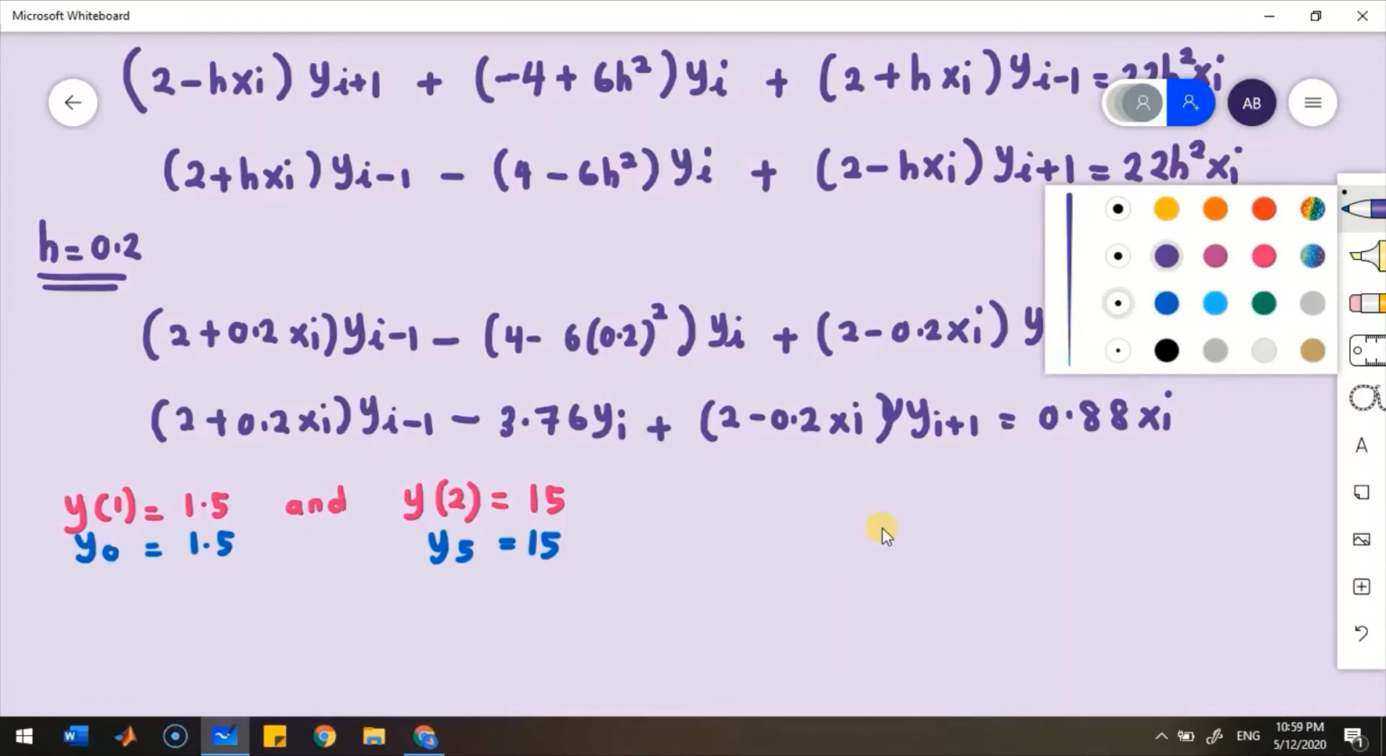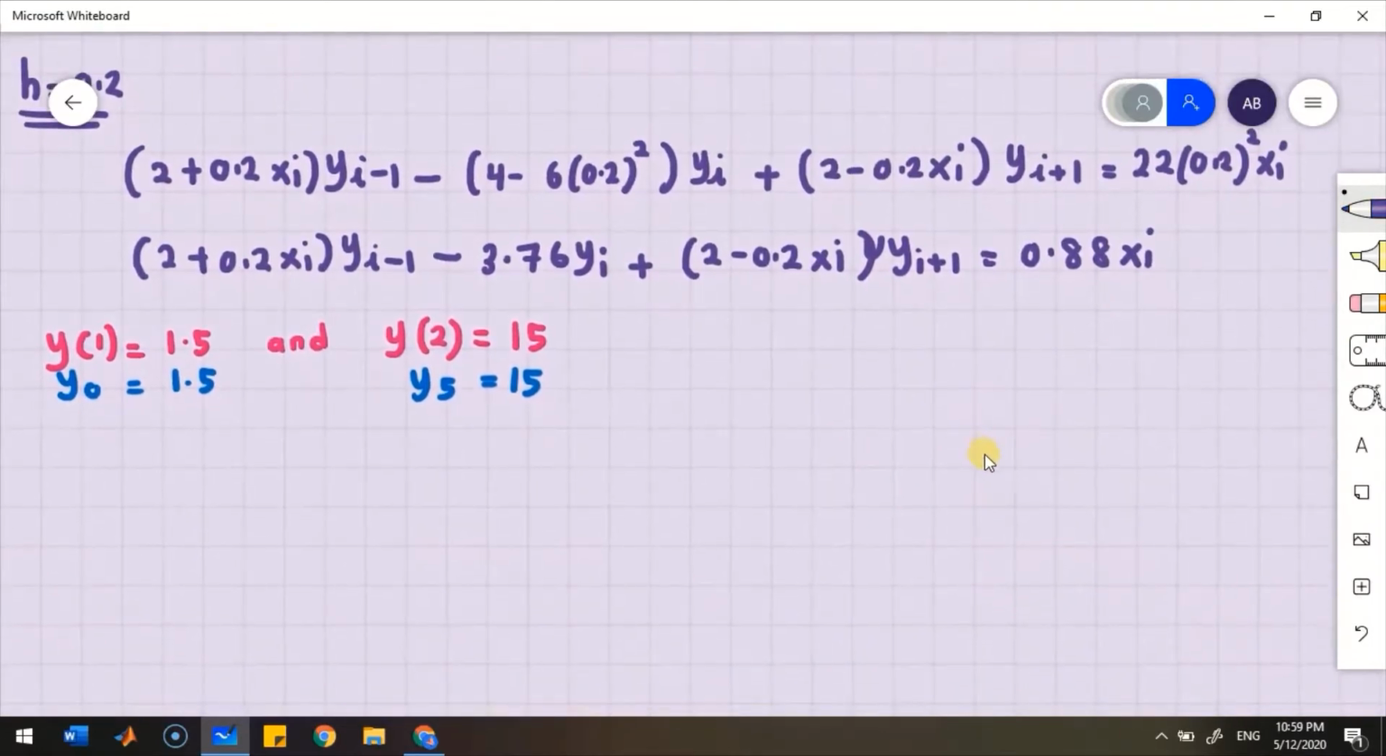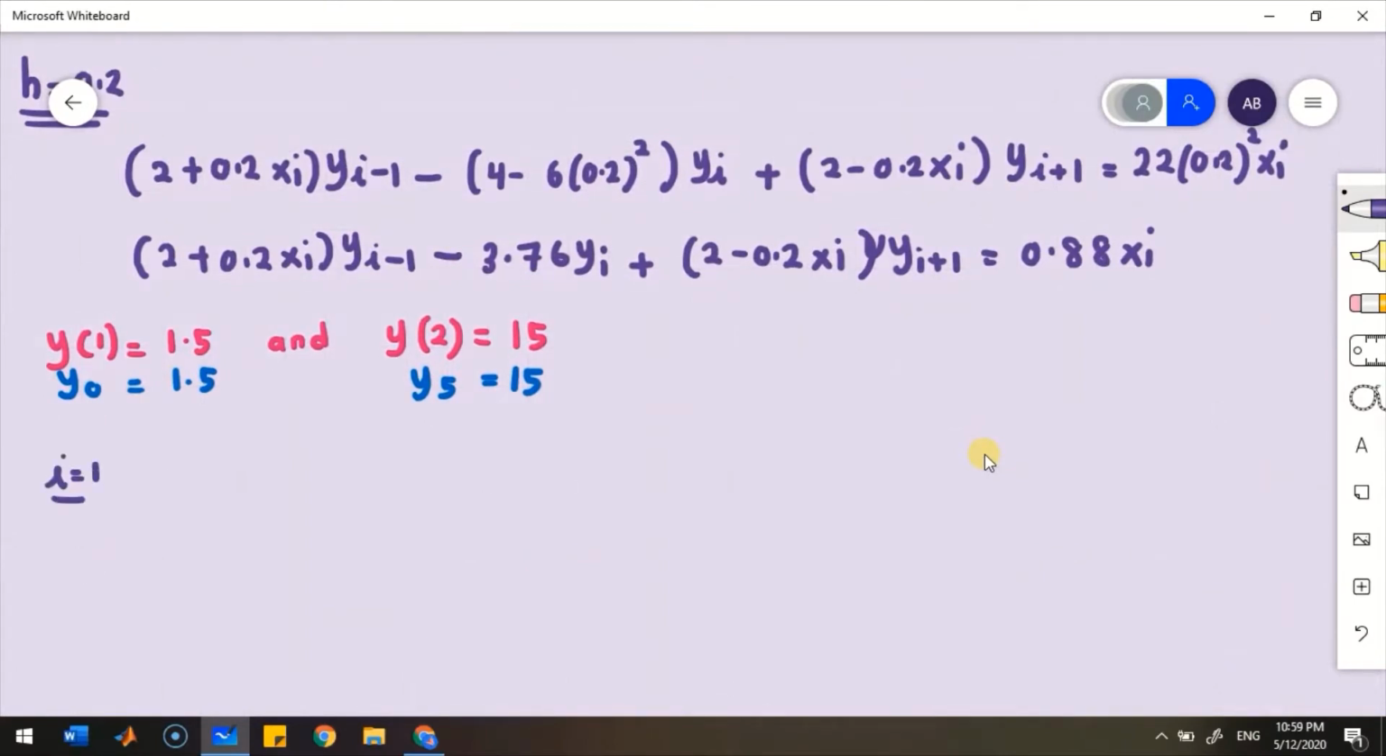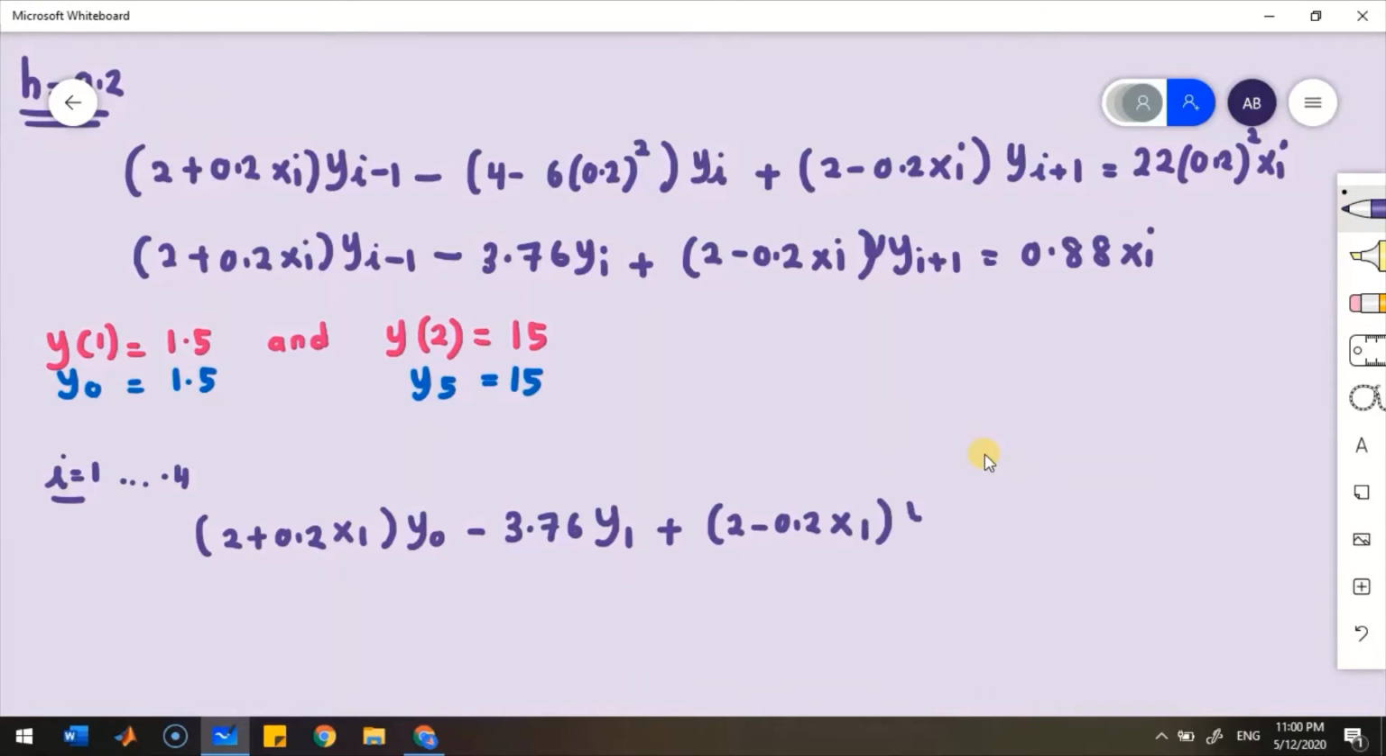Okay, now what we're going to do, we want to come up with the 4x4 system. So let's start with i equals to 1 until 4. Okay, I start from 1 to 4. So what we have for i equals to 1 first, we have 2 plus 0.2 x1 y0 minus 3.76 y1 plus 2 minus 0.2 x1 y2, okay, equals to 0.88 x1. Okay, and then you can substitute the value immediately, or you can do it later on. So let's continue. This is for i equals to 1.